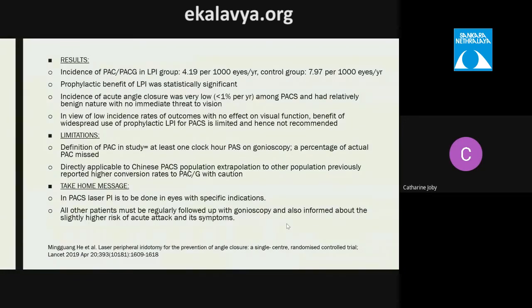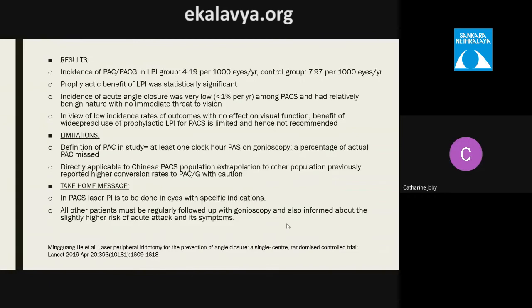The study had a few limitations. The definition of primary angle closure in the study included at least one quadrant of peripheral anterior synechiae on gonioscopy, so a percentage of actual PAC would have been missed. It is directly applicable to the Chinese PACS population. Extrapolation to other populations is limited, as previous studies reported higher conversion rates of primary angle closure or primary angle closure glaucoma.